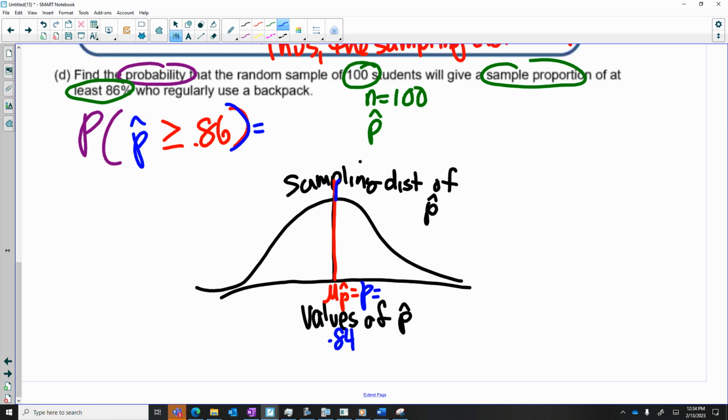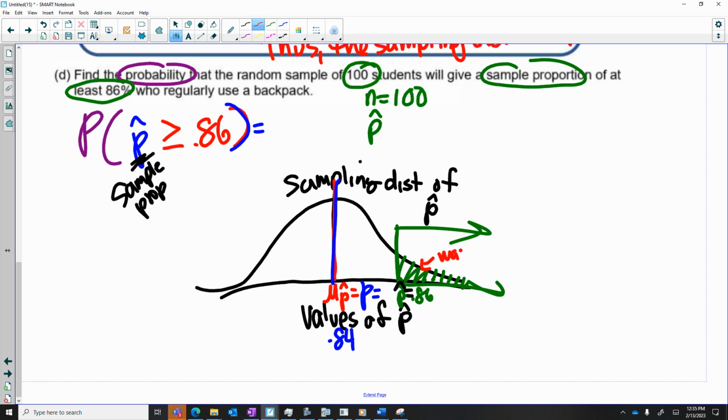Okay, so that's this. And now they're asking me what is the probability that the sample proportion, which is called p hat, of a sample of 100 will be greater than or equal to 86%. So somewhere to the right here, you want to put a line, label it p hat equals 0.86, and we want to know the probability that the sample statistic will be as extreme or more extreme than the sample statistic of p hat equals 0.86. So basically you want this area here under the curve to the right.